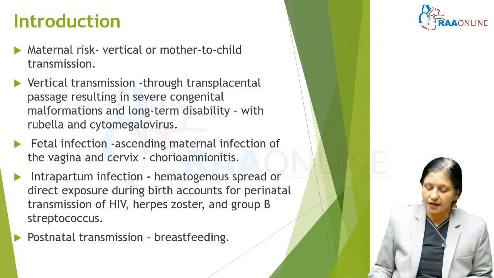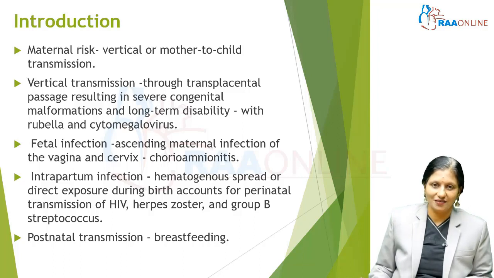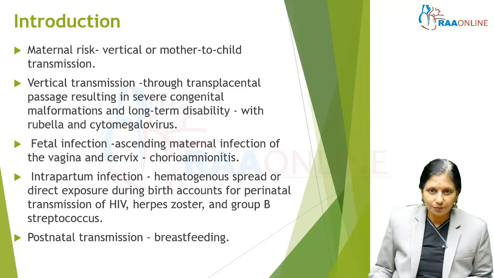Maternal risk of infection is dangerous to the mother, and it is also dangerous to the child because it can transmit to the baby. Now, what is vertical transmission? Vertical transmission is parent to child transmission of diseases. It can happen in the antenatal period through the placenta. It can happen during labor, the intrapartum period, during passage through the birth canal. It can happen in the postpartum period while breastfeeding.